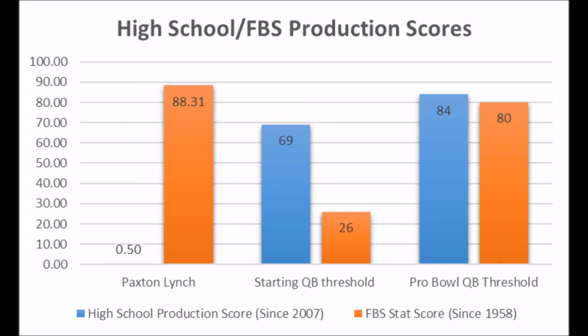And that is my biggest fear in terms of Paxton Lynch. I think while he did produce really well for a quarterback in terms of his FBS stat score, I just think when it comes to the body of evidence in terms of starting quarterbacks and even Pro Bowl quarterbacks since 2007 in terms of high school production, he just doesn't hit that threshold. And it's significantly below average. I mean, this isn't a guy that is like a 67 score or a 68 score. He's significantly below average when it comes to his high school production score, indicating someone that I would worry about in terms of long-term projection.